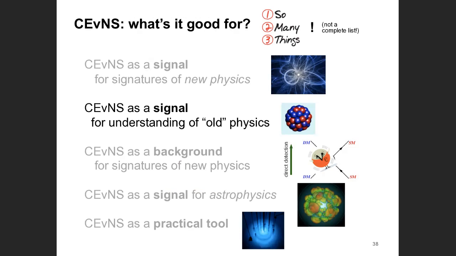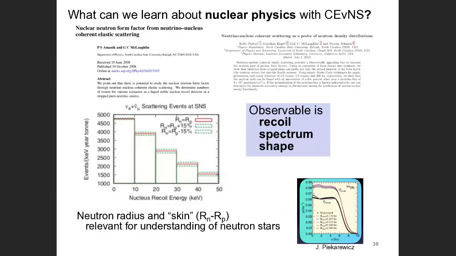now CEvNS as a signal for understanding old physics, old but still good physics of nuclear physics, and we can actually learn about the form factor if you have a precise enough measurement. The uncertainties on this form factor currently are quite small, at the less than 5% level, but if you have a precise enough measurement of the recoil spectrum, by looking at the recoil spectrum shape, you can actually map out the form factor.